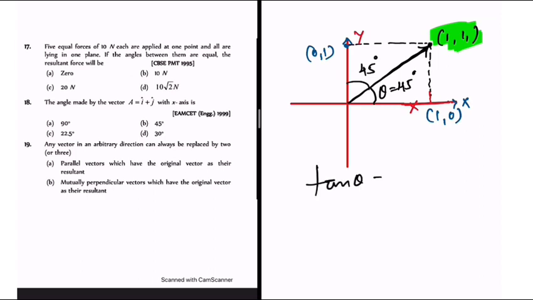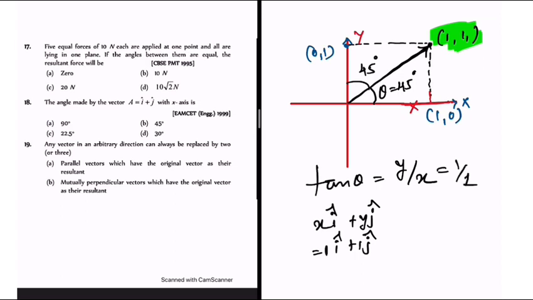tan theta is y by x. Your vector is x i cap plus y j cap, which is 1 I cap plus 1 J cap. So y by x is 1 upon 1. Tan theta is 1. Theta is 45 with the x-axis. Okay, here is your answer.